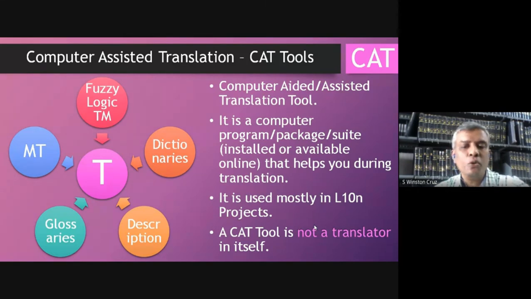A CAT tool is not a translator in itself, mind you that. It's computer aided or assisted translation. It is not a translator in itself, like your Google Translator or Microsoft Translator, Bing Translator or Yandex Translator, or Moses or Babel, those kinds of things. It is a computer aided or assisted translation tool, so a human being sits in front and translates.